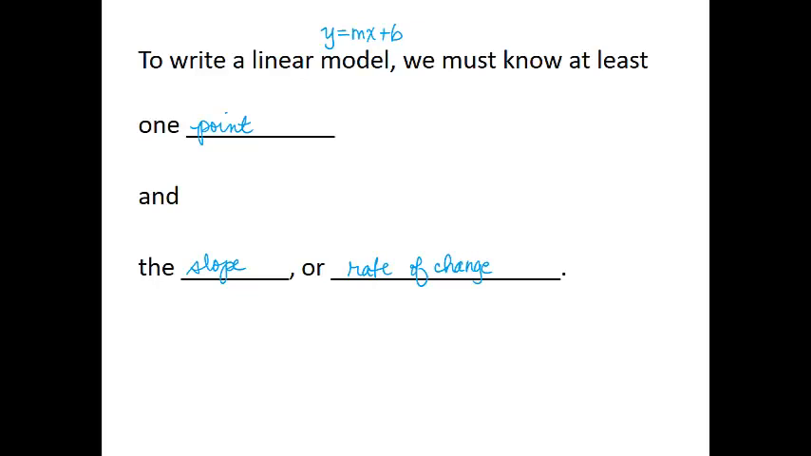And for a given point, this is not always the case, but it is often the case that we know an initial value, or like a base fee. Not always, but often the case. The hard part is figuring out what the unknowns are and how the information in the problem gives you this specific information that we need. Let's look at a couple of examples.